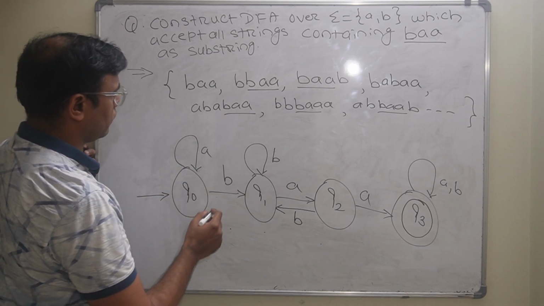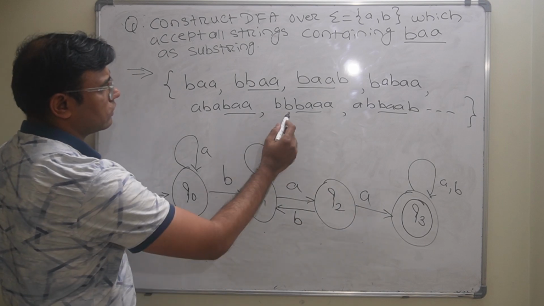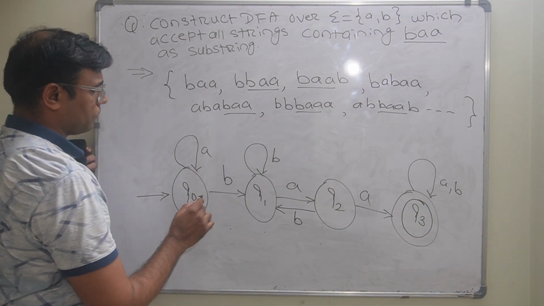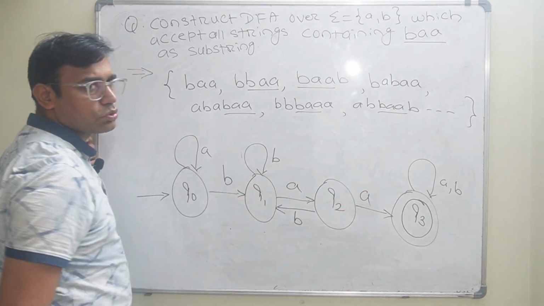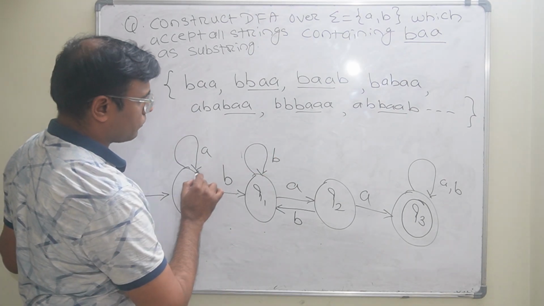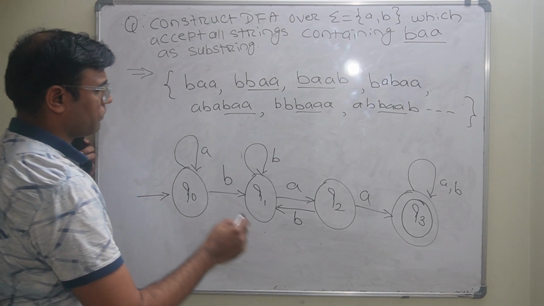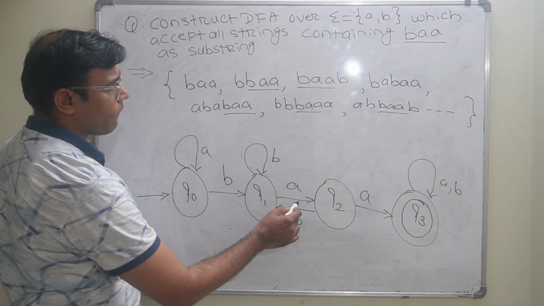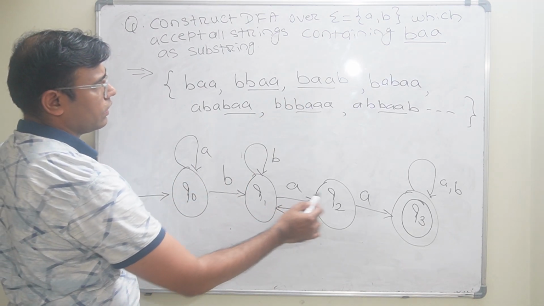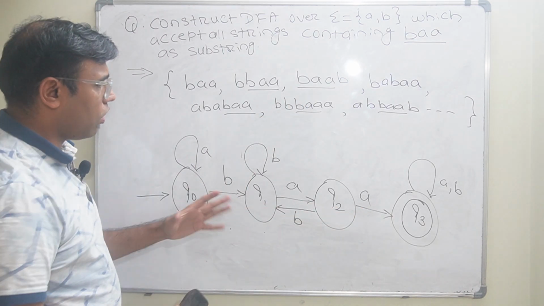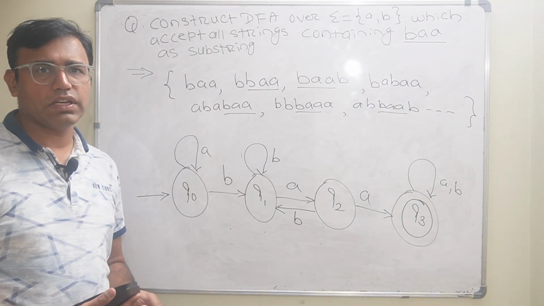ABABAA. So ABABAA reaches the final state, then this string BBBAA, BBBA reaches the final state, then this string ABBAB reaches the final state, then BA, then BA reaches the final state, then BAB reaches the final state. So all the possibilities are covered, and this is the final DFA which accepts BA as substring.